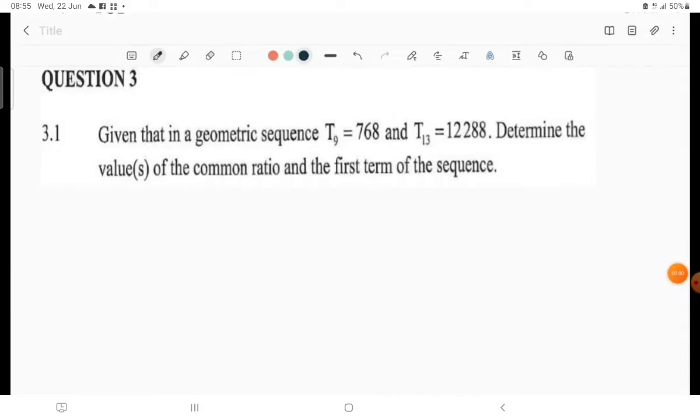All right, we are having question number 3 here. It says, given that in the geometric sequence T9 is equal to 768, term number 9 is equal to 768. Remember that the name of the sequence is given there, which is geometric. So T9 in geometric is represented by AR to the power of 9 minus 1, which is going to be 8. Then it is equal to 768. Then we also have term 13. Term 13 is given by AR to the power of 13 minus 1, which is just 12.